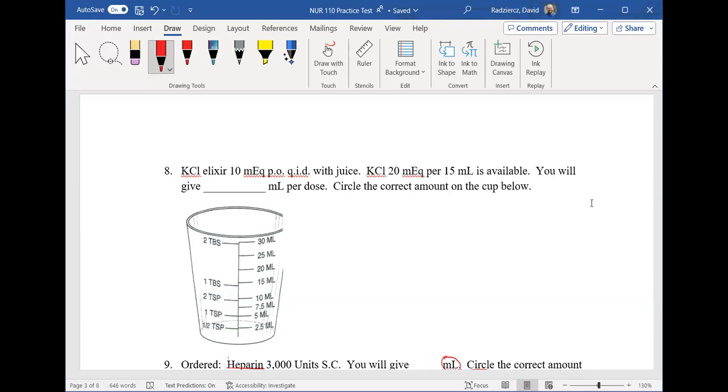So take a moment, try and answer this question and tell me how many milliliters per dose. Obviously, you can't mark the syringe, but tell me how many milliliters you get per dose. Just type it into the chat once you get an answer. And if you just don't know, that's a good answer too. Just type in, I don't know.